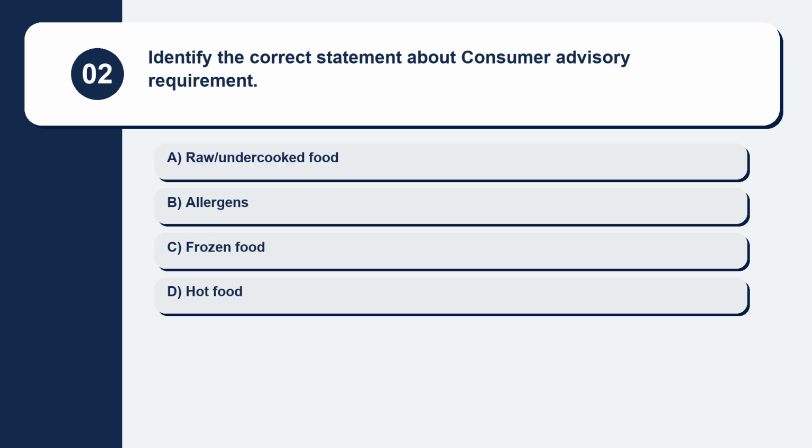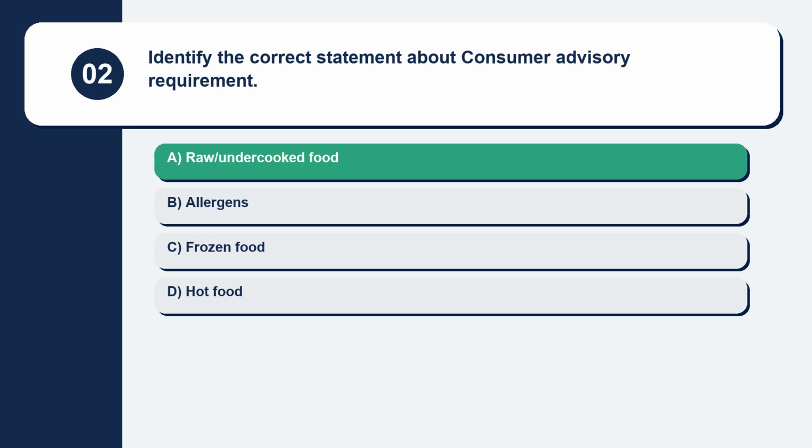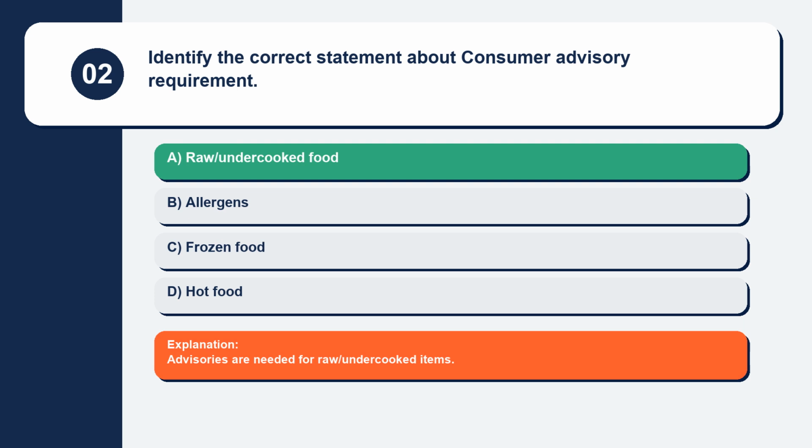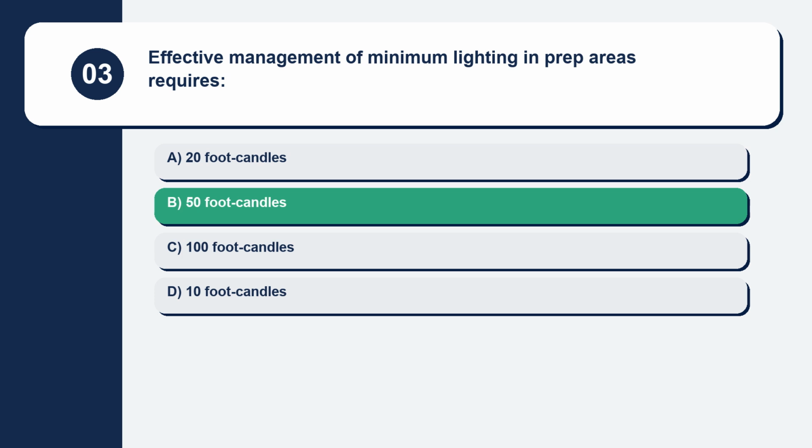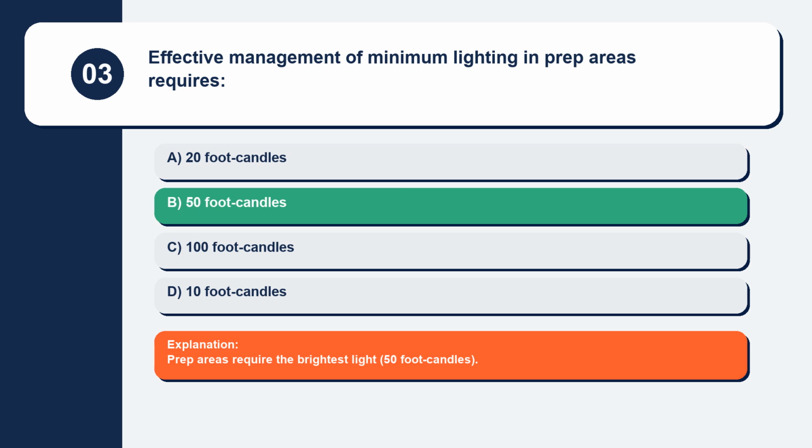Question 2. Identify the correct statement about consumer advisory requirements. Raw/undercooked food, allergens, frozen food, hot food. Advisories are needed for raw/undercooked items. Question 3. Effective management of minimum lighting in prep areas requires 20-foot candles, 50-foot candles, 100-foot candles, 10-foot candles. Prep areas require the brightest light, 50-foot candles.